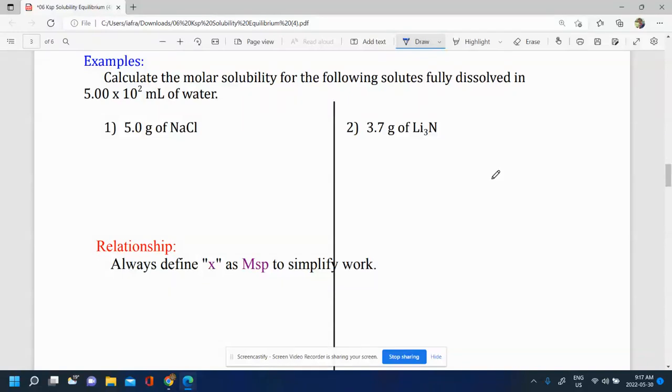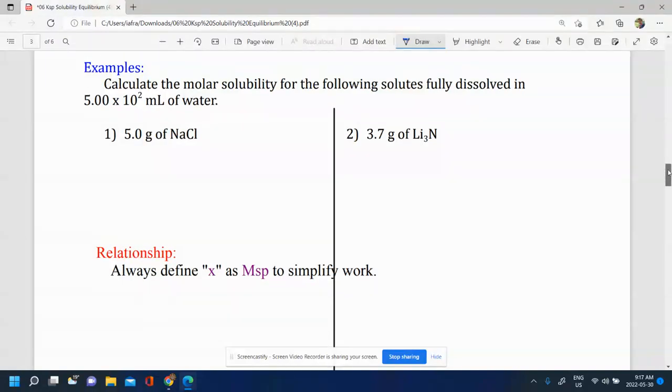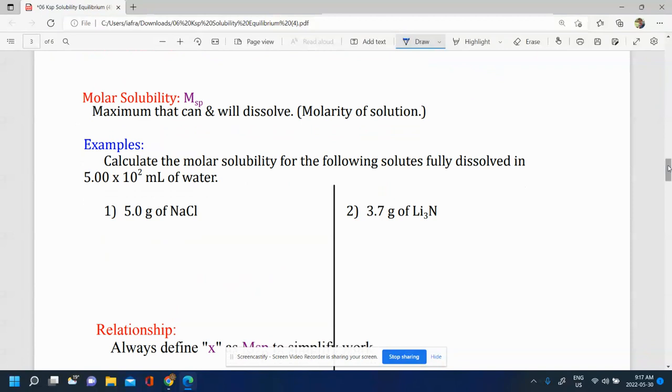In this video, we're going to take a look at a term called the molar solubility, and we're going to take a look at how that relates to Ksp as well.